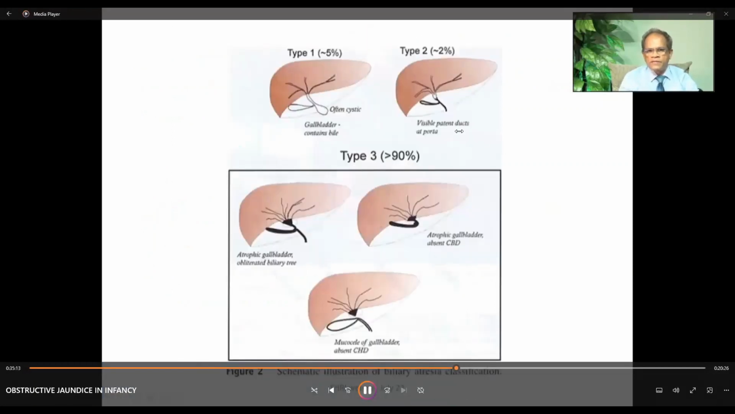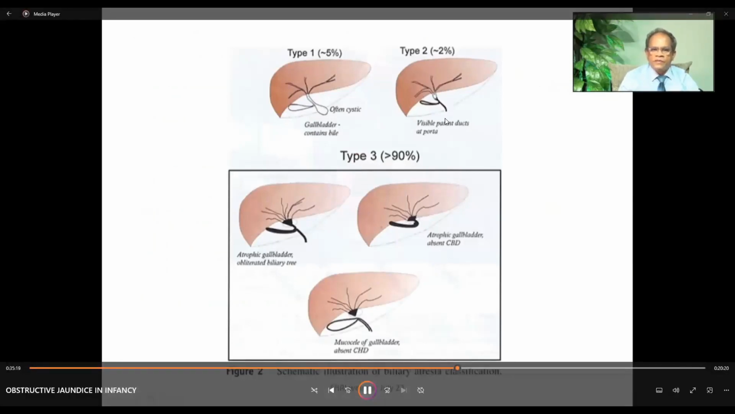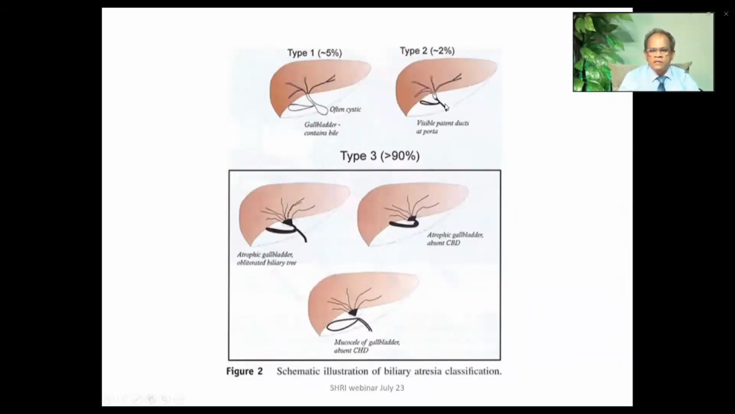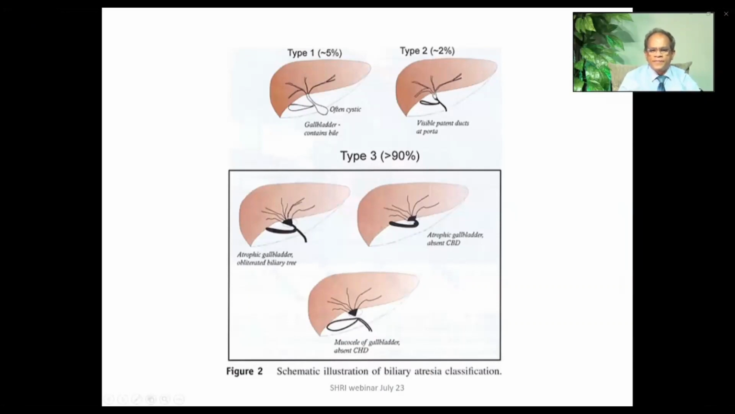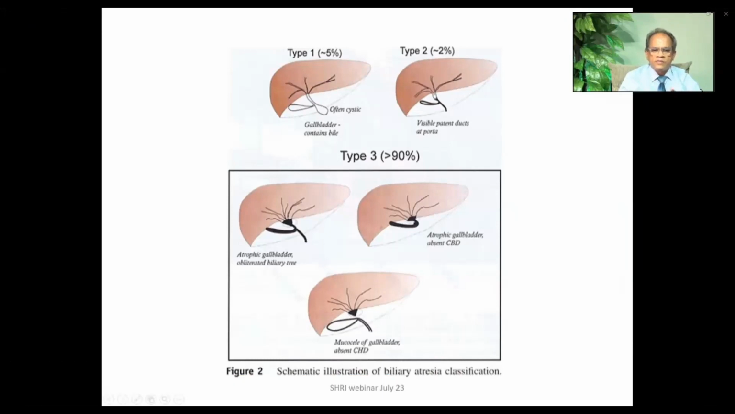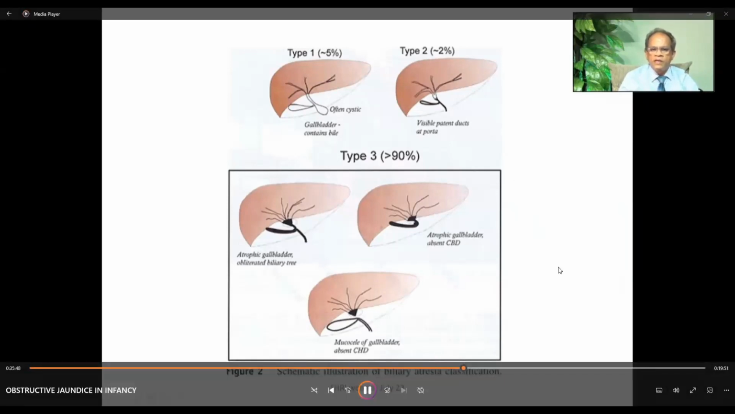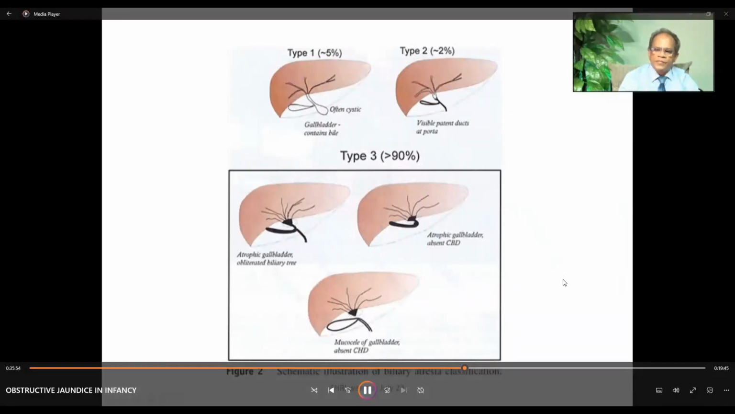This is also a schematic illustration of the biliary atresia classification. So type 1, where the common bile duct is atretic, and then type 2, the common hepatic duct is atretic but the hepatic ducts are patent, and type 3, where there is atresia at the porta hepatis. Okay, but in that last one you can see that the common bile duct and the gallbladder are patent, so that when you inject contrast, it will go into the duodenum.